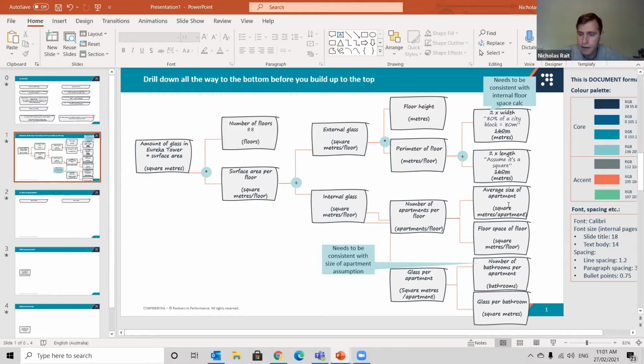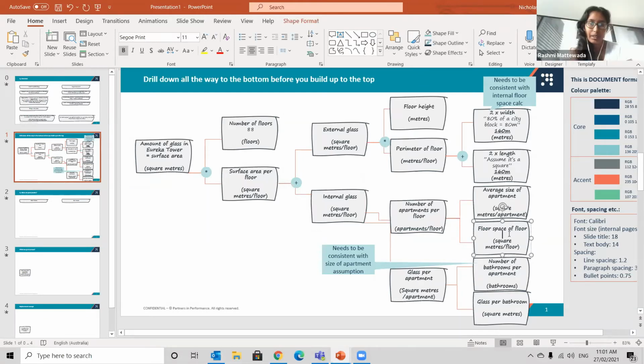Okay, yep. So you're wanting to go to average size of apartment here? No, the floor space or floor. Okay, perfect. So how are we working that out? So that's length times width. Okay, so we're going to say consistent with outside dimensions.